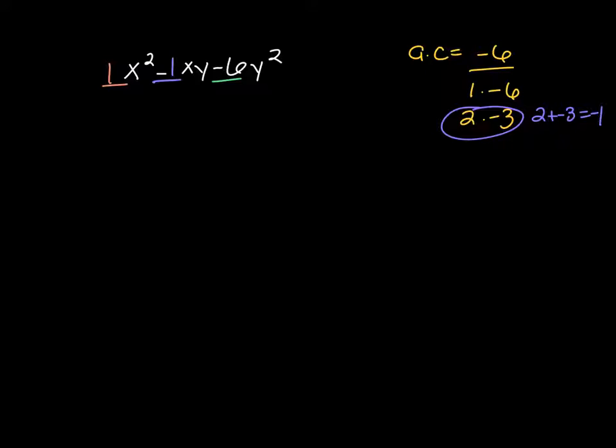So now we rewrite our problem, but we change the middle term. We split it up into plus 2xy minus 3xy. Again, if you were to combine those, you'd get the -1xy that we had. And then we have minus 6y squared on the end. Now, let's group it together. Again, remember when you have a negative, it goes in the parentheses. The plus sign always comes out.